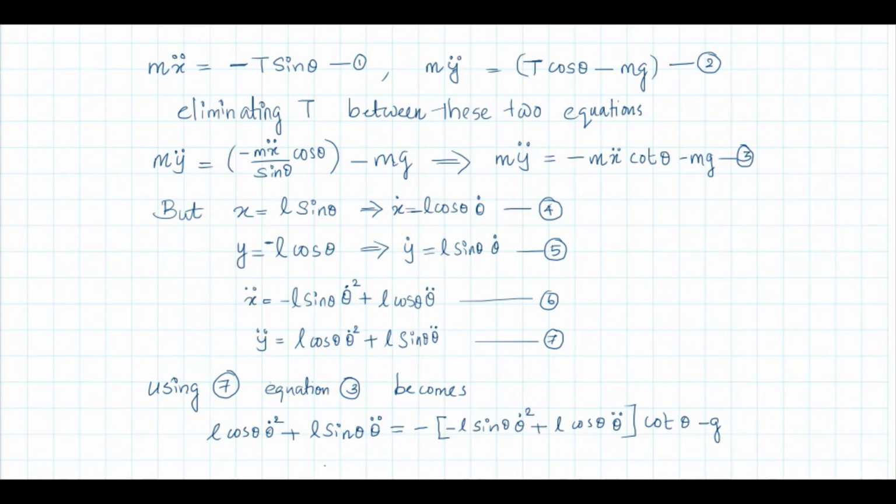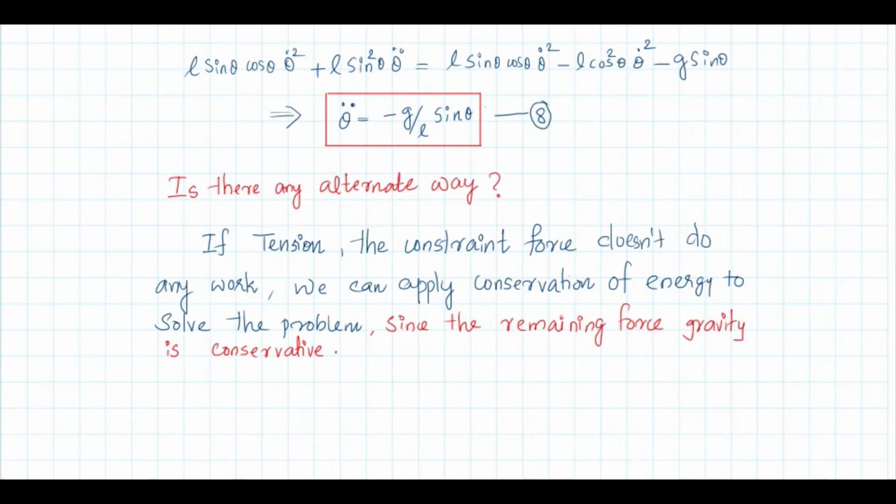You can substitute this in equation 3. Then 3 becomes L cos theta theta dot square plus L sin theta theta double dot instead of this y double dot. M you can cancel from here. There is an m in all terms. So you can cancel that m and you can put for y double dot this equation, x double dot this equation, and there is a cot theta minus g. Solve that, you will get theta double dot as minus g by l sin theta. You just rearrange the terms, okay, then you will get it as theta double dot equal to minus g by l sin theta. This is equation number 8.